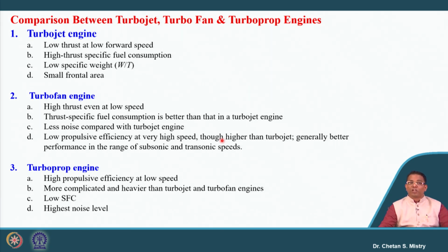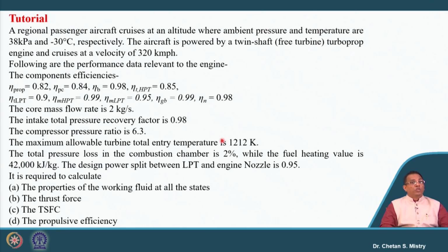Similarly, let's look at the turboprop engine. The attraction is because of higher propulsive efficiency at lower speed. We have discussed this. It is correlated with the exit velocity and flight speed. Then it is more complicated and heavier compared to our turbojet and turbofan engines, because we have a special device we call a gearbox. That is what creates the trouble. The specific fuel consumption is lower, and that is the reason why more attention is focused on the application of this engine for regional transport aircraft. And the noise because of the propeller is the highest for this. Okay. Now with all this, let's move towards one numerical.